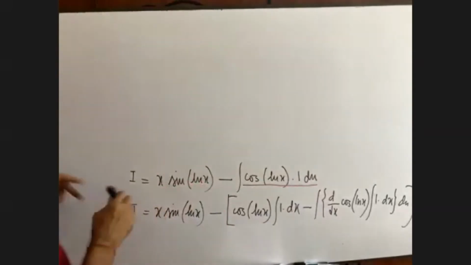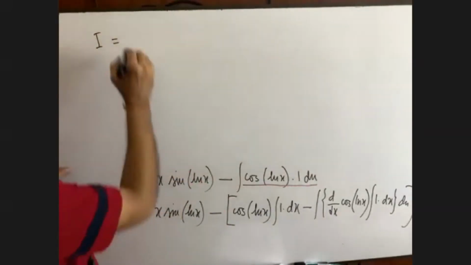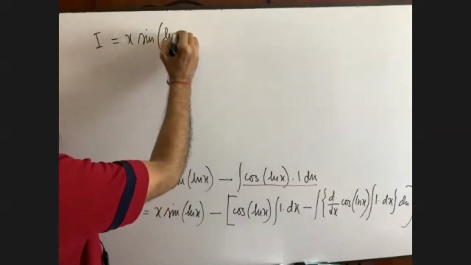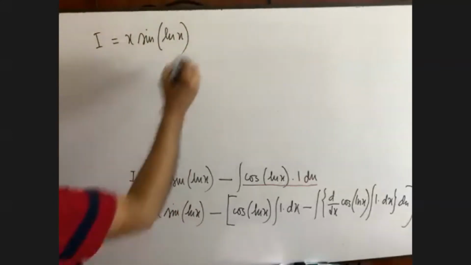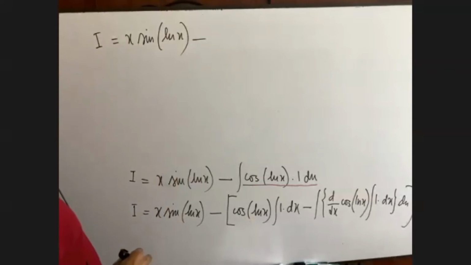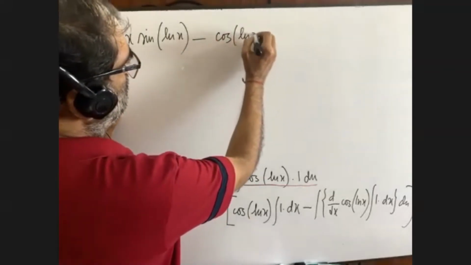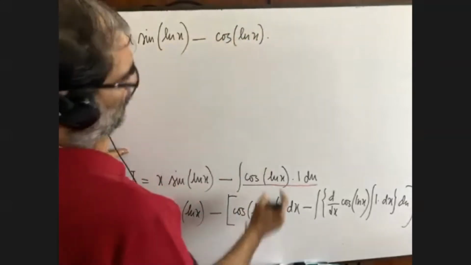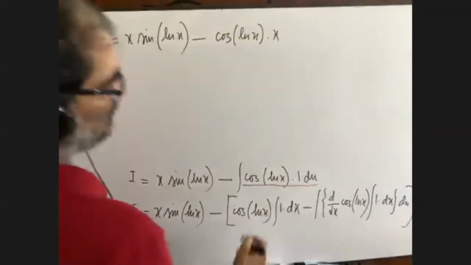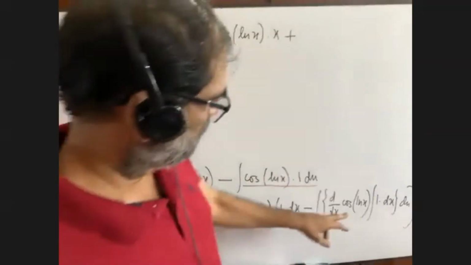Okay, that is I is equal to x sine ln x minus, you see, what is the formula? Cosine ln x. That's good. Cosine ln x, it is 1. 1 means what? x. Minus, minus, plus. Okay, that's good. Now, cosine ln x.